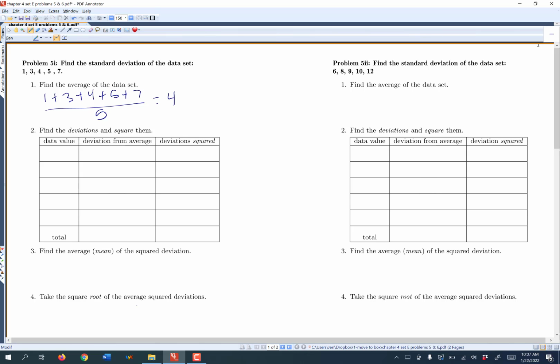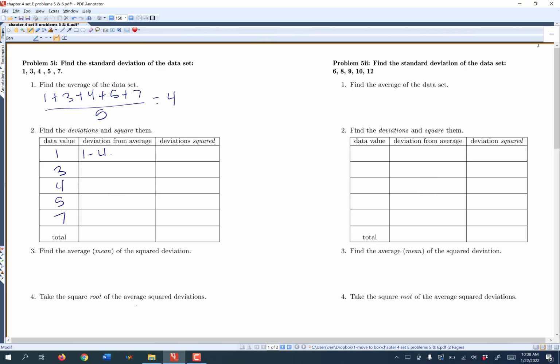Now, the problem told me to find the average, find the deviations from the mean, and find the standard deviation. So let's go through like we did in our guided lectures and make a nice little table, so I can find, as part of finding the standard deviation, it's easier if you use this table to first find the deviations. So I'll write down each data value, 1, 3, 4, 5, and 7, and then see how far it is from the average.